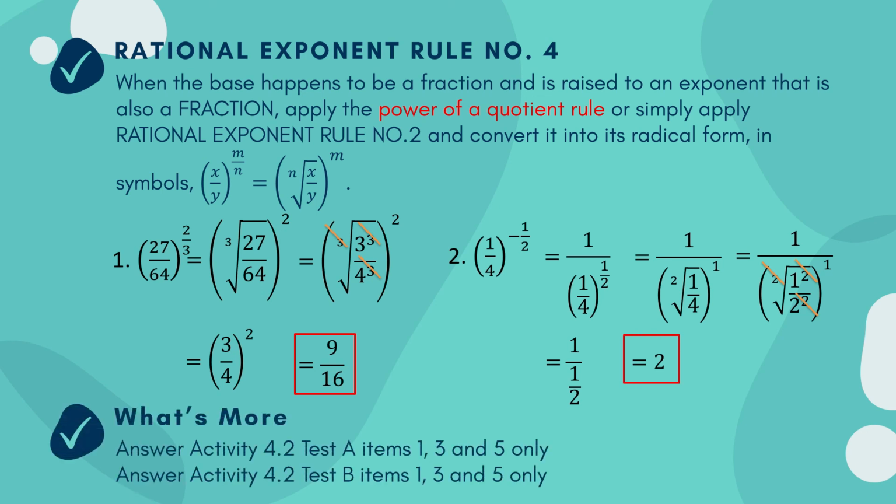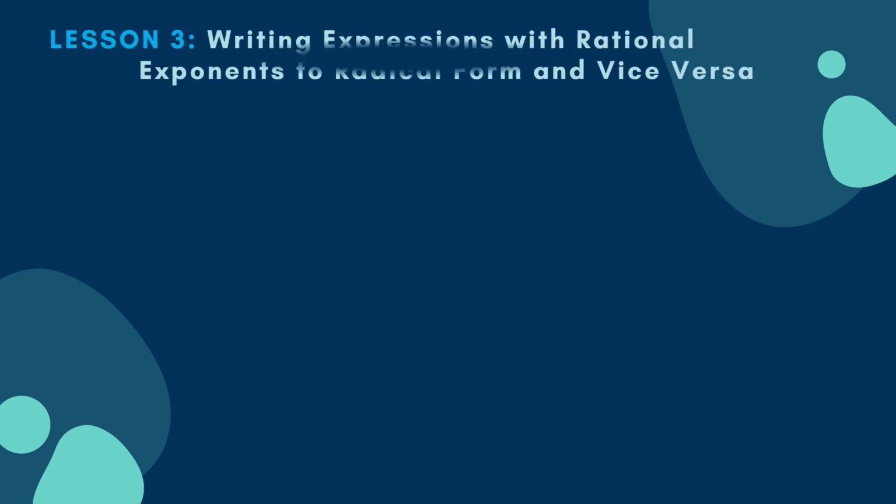Okay. So for your activity, you will answer activity 4.2 test A, items 1, 3, and 5 only. Then activity 4.2 test B, items 1, 3, and 5 only. I guess that ends lesson number 2. We'll move on to lesson number 3, writing expressions with rational exponents from exponential form to radical form and vice versa.